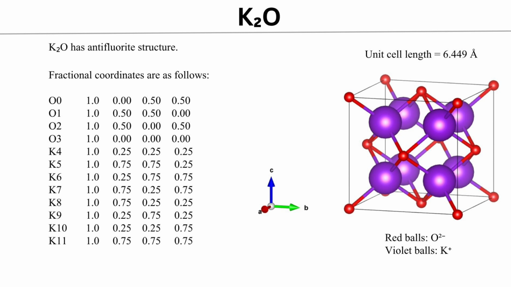The coordination is different. Each O2- is surrounded by 8 K+ ions, while each K+ is surrounded by 4 O2- ions. The unit cell length is 6.449 angstroms.